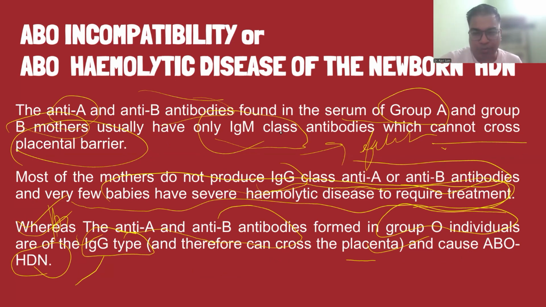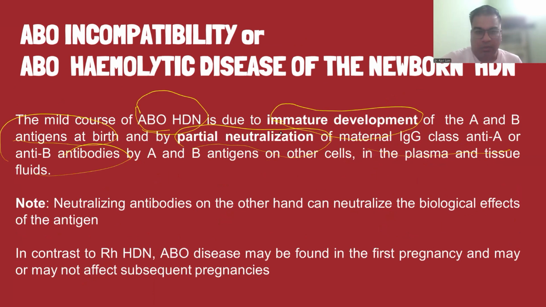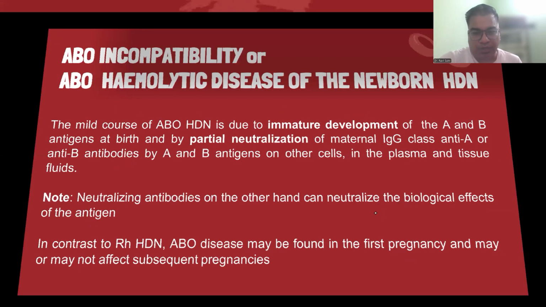A specific condition of a group O individual is one in which these antibodies of IgG class cross the placental barrier and cause harmful effects. This condition is called the ABO hemolytic disease of the newborn. The reason for the mild course of this hemolytic disease of the newborn is the immature development of antigen A and antigen B, and the partial neutralization of the maternal IgG class anti-A or anti-B antibodies. So the effect of the antigen is neutralized.